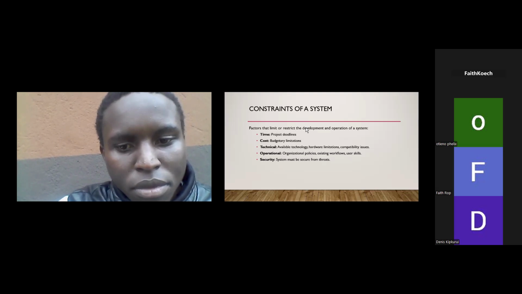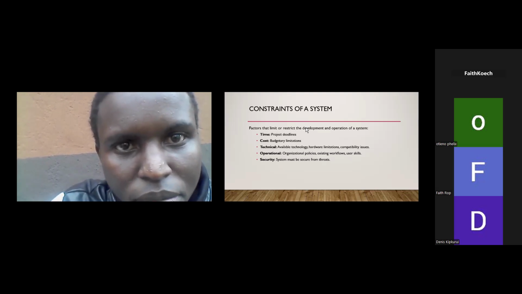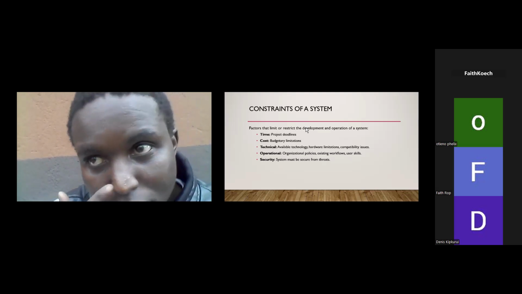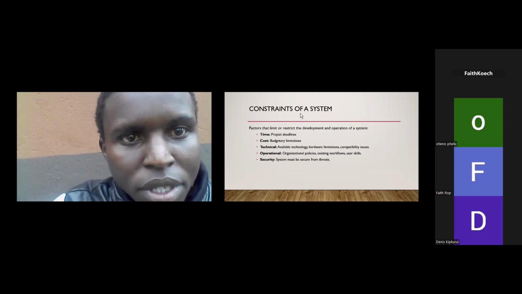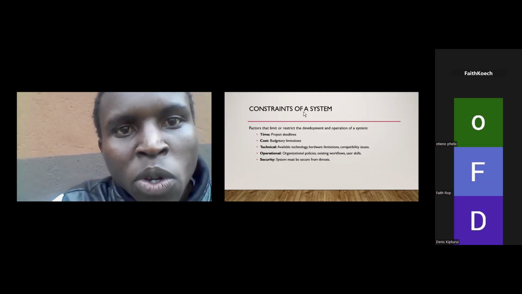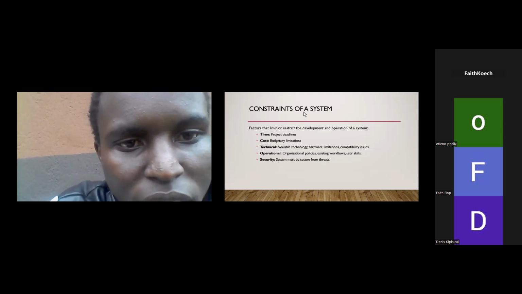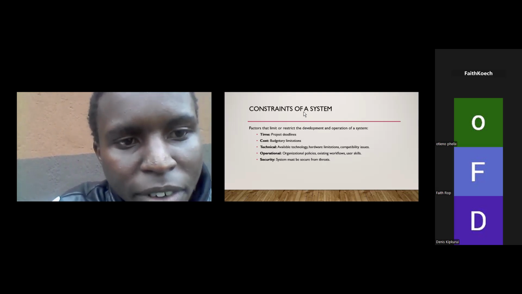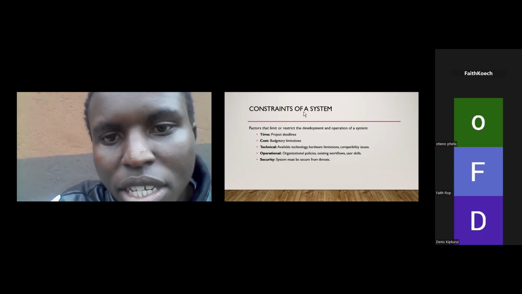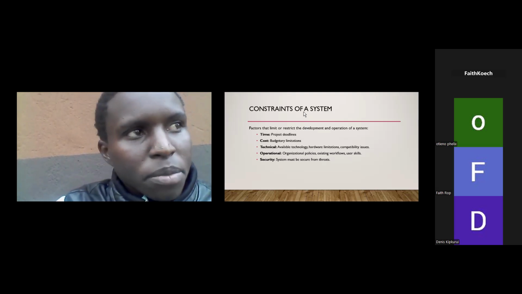Excuse me, Mwalimu. Yes, Mr. Felix. Would you please repeat the question? I'm saying, what are the constraints of a system? These are the factors that limit or restrict the development of a system.